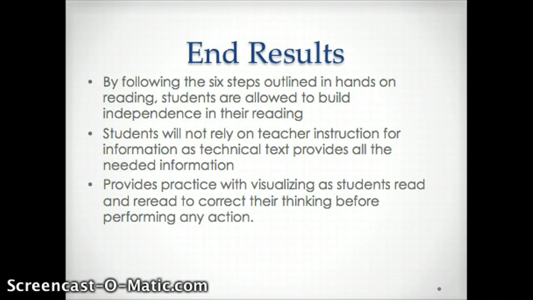End results. By following the 6 steps outlined in hands-on reading, students are allowed to build independence in their reading. Students will not rely on teacher instruction for information, as technical text provides all the needed information. This also provides practice with visualizing, as students read and reread to correct their thinking before performing any action.